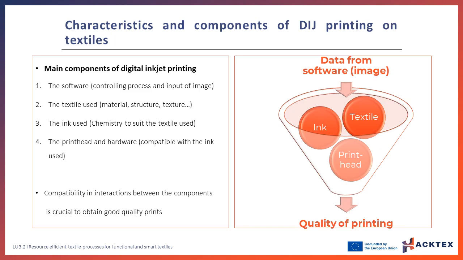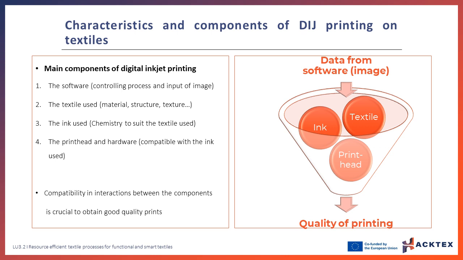Digital inkjet printing comprises several main components that are crucial for the process and the quality of the prints produced. Compatibility between the components is crucial in digital inkjet printing to obtain good quality prints. The software needs to communicate effectively with the hardware and printhead, ensuring accurate control of ink deposition and positioning.